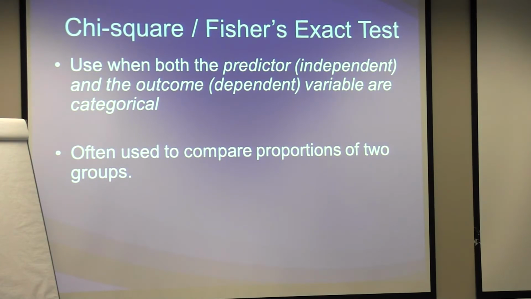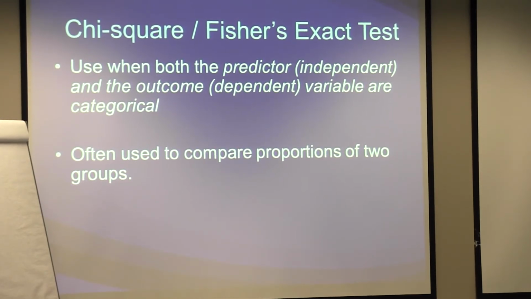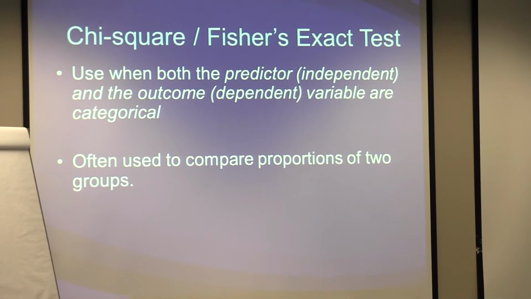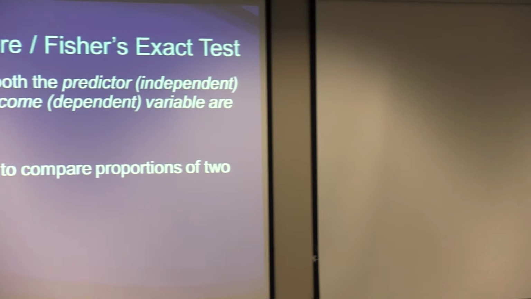So chi-square, or Fisher's exact test, is applicable when your predictor variable, your independent variable, and your outcome are both categorical. With categorical, we're talking about things like mortality, yes or no. Did they get a certain test? Yes, no. Did they get a certain drug? Yes, no. Did they have a certain complication? Yes, no.